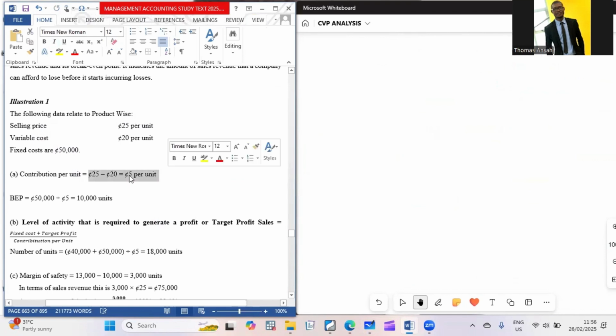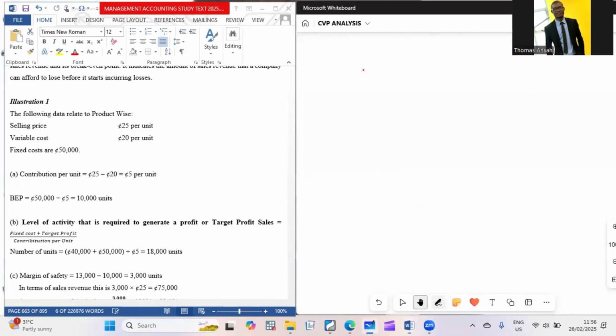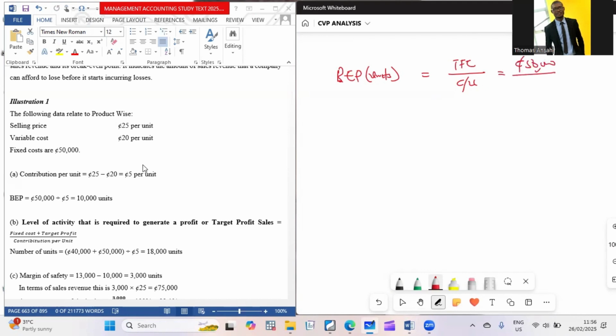5. And so if you need to calculate break-even point in units, do you remember the formula? We said that BEP in units will be given by the total fixed cost divided by what? Contribution per unit. The fixed cost is 50,000, and the contribution per unit you found to be 5. So clearly, you understand why this 10,000 is there, right?